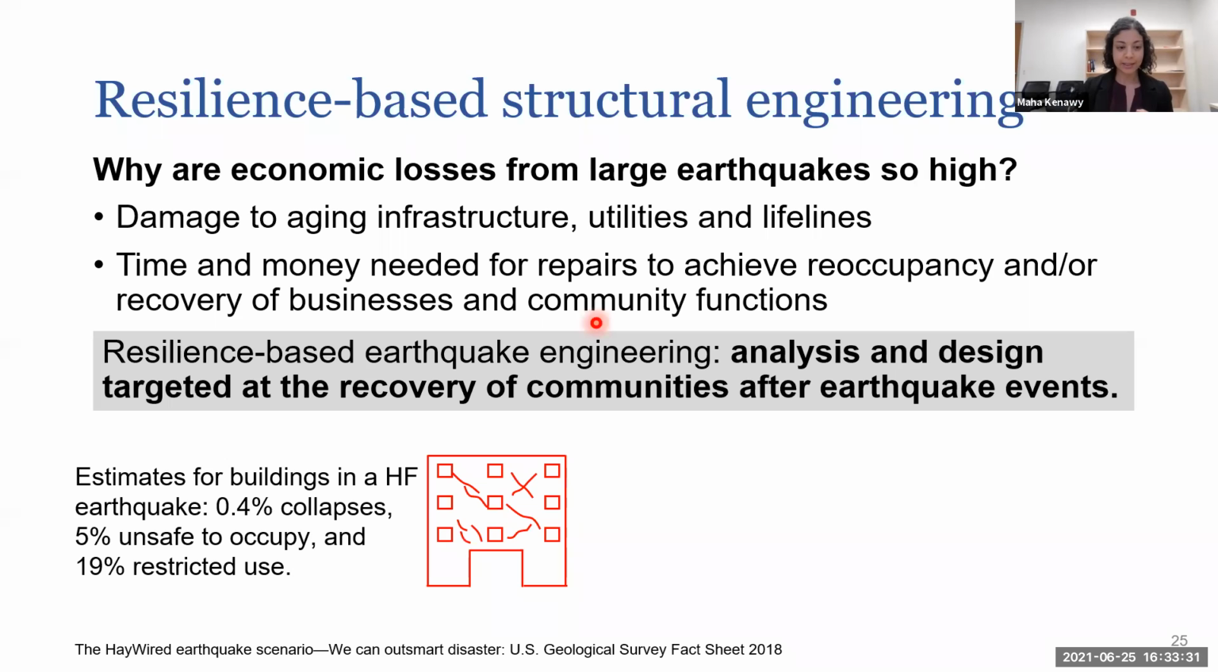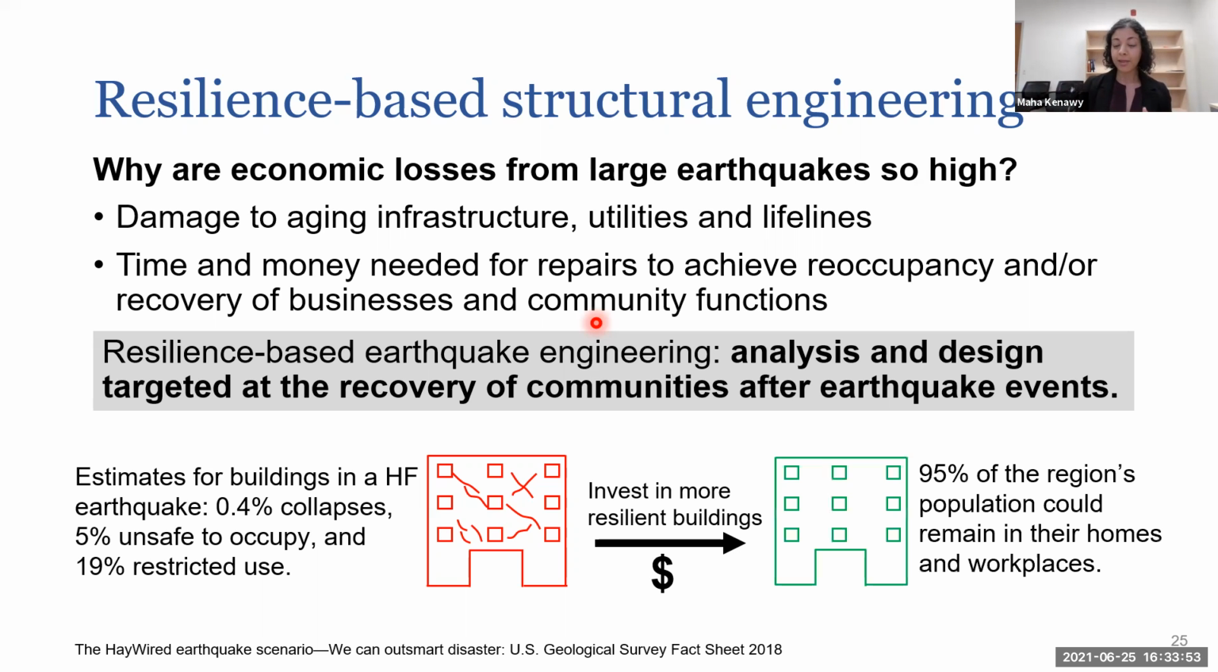a study in 2016 estimated that in a magnitude 7 Hayward fault earthquake, we may get 0.4% collapses, 5% of the buildings will be unsafe to occupy, and 20% will have to be shut down. But if we invest more money into resilient buildings with more stringent code requirements or retrofitting of older buildings, then close to 95% of the Bay Area population can just remain in their homes and workplaces and not be affected after the earthquake. And so this is kind of the guiding principle for thinking about resilience-based analysis and design.